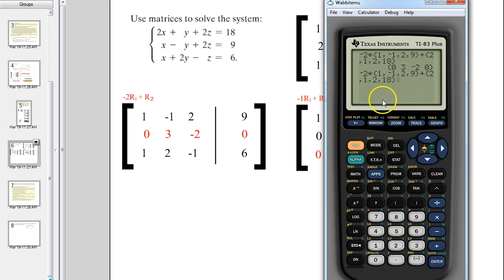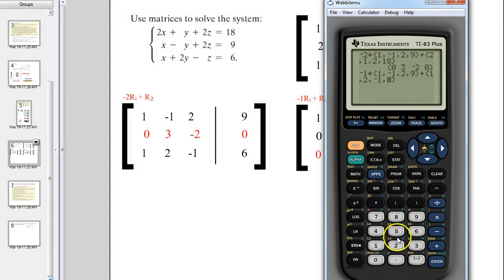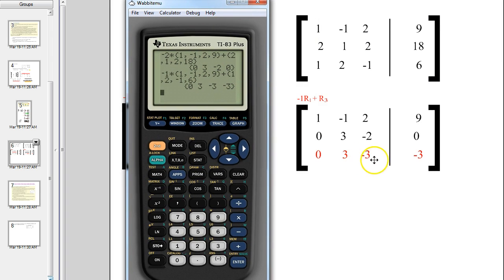Second enter. The last thing we did was something similar. So I'm going to go up here and change that from a negative 2 to a negative 1 times row 1. I didn't change anything. Row 1 is still the same. And then row 3, I'm going to change to this bottom row here. So 1, 2, negative 1, 6. All right, bracket's still there. So 0, 3, negative 3, negative 3. So there's my new row 3.